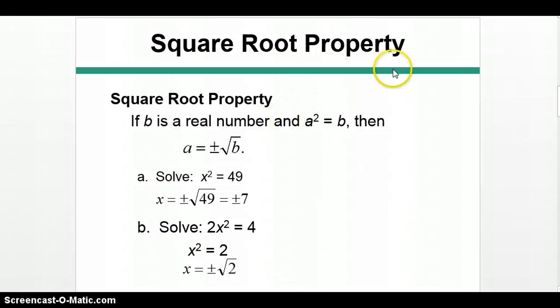Square root property. If b is a real number and a squared equals b, then the square root property is a equals plus or minus the square root of b. This is called the square root property.